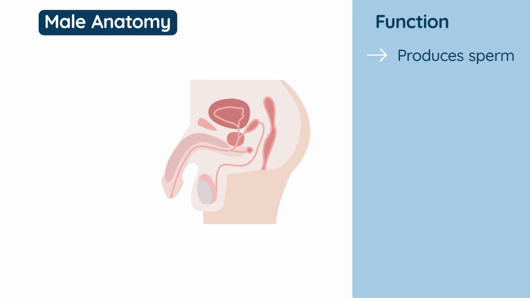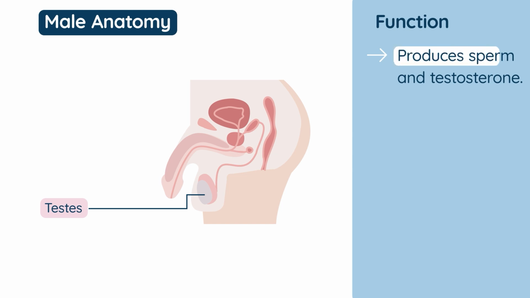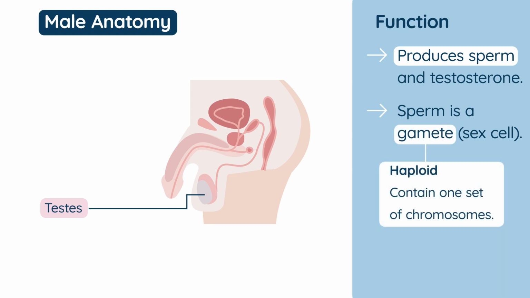So sperm is produced in the testes, and that's not their only role. It's also where the male hormone testosterone is produced. But the main function of the testes is sperm production. Now, sperm is a gamete. That's a fancy way of saying it's a sex cell. Now, gametes are always haploid, which means that they contain one set of chromosomes. So in the case of the human, there are 23 chromosomes in each sperm cell. The process of cell division used to make these haploid cells is meiosis.